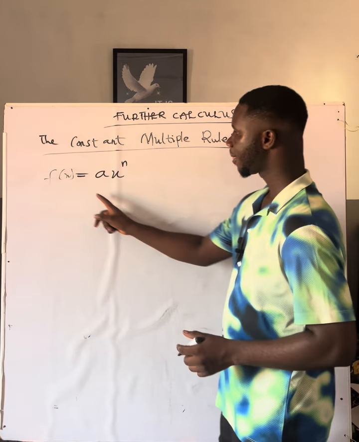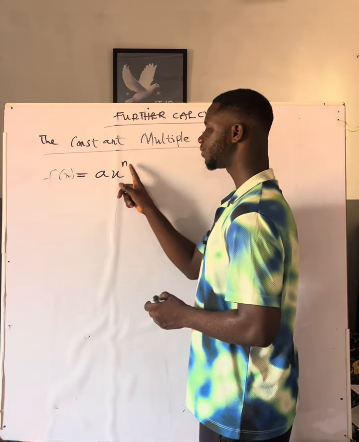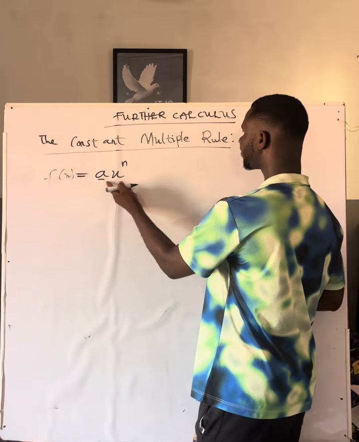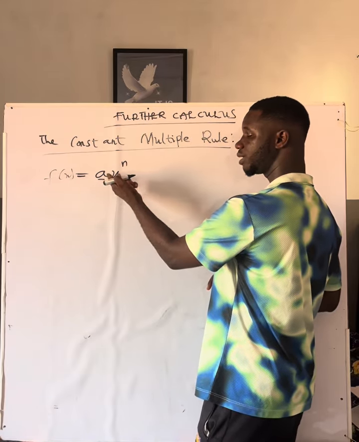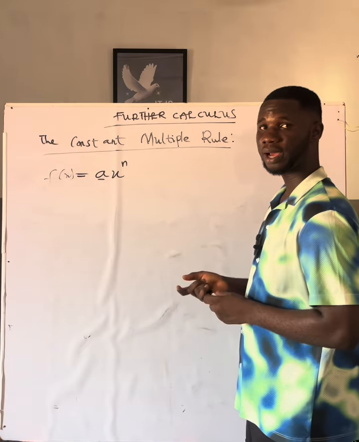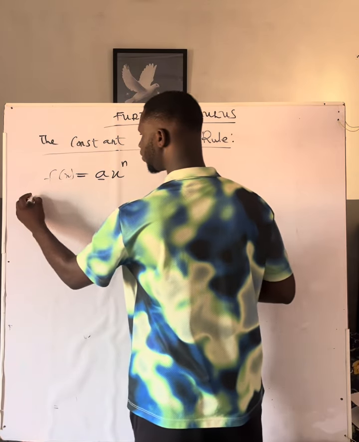You have f of x is equal to a times x raised to the power n. This a is a constant multiplier. It can be any number. Okay, it can be any number. It's a constant. So this is how you are going to differentiate it.